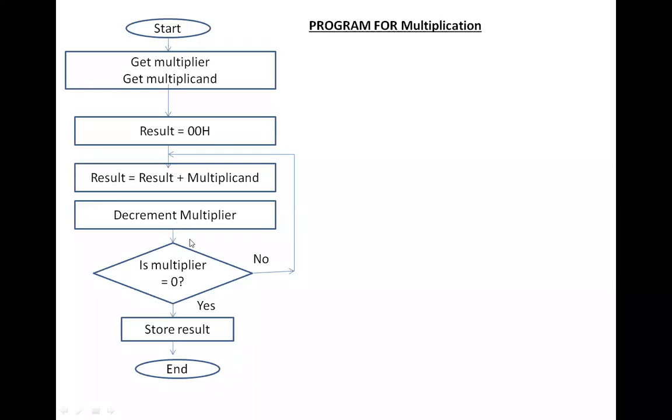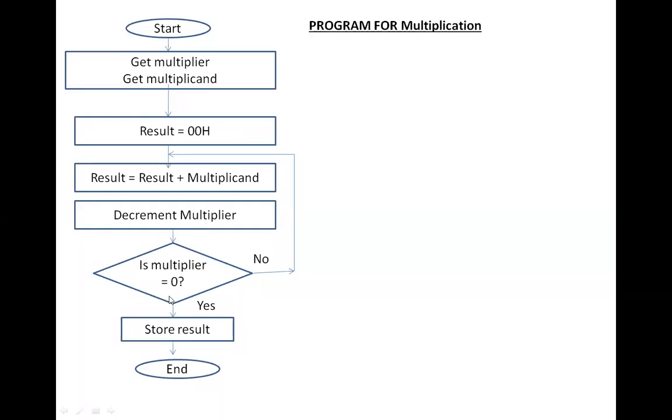The multiplier value will become 1. It is not equal to 0, so it will go back. And then result is equal to result plus multiplicand. Result is 18 plus 6, it will become 24. Multiplier was previously 1. Now it is decremented, so it will become 0. Since the multiplier has become 0, we will store the result and then end the program. So in this fashion, we are able to do the multiplication.